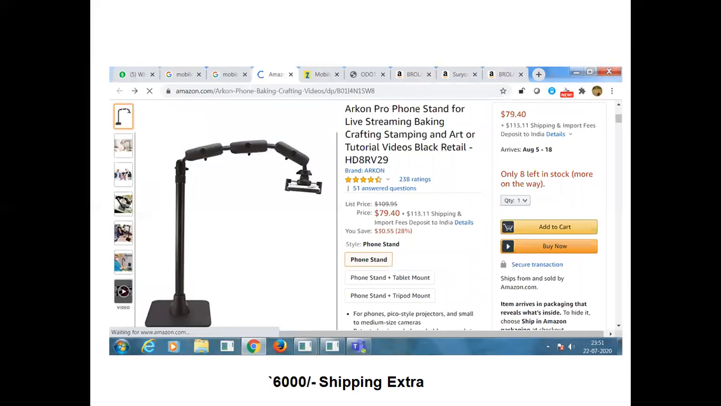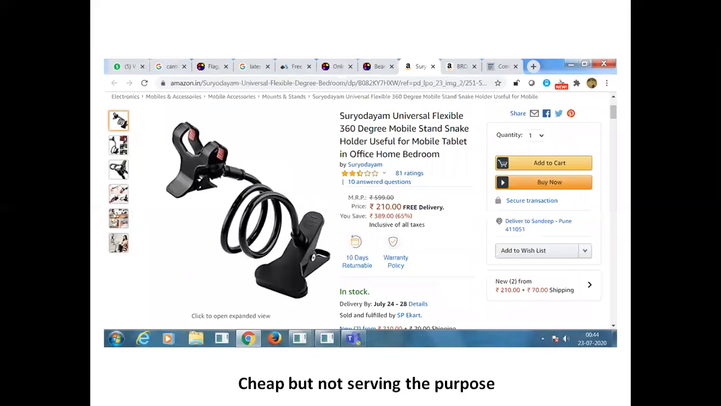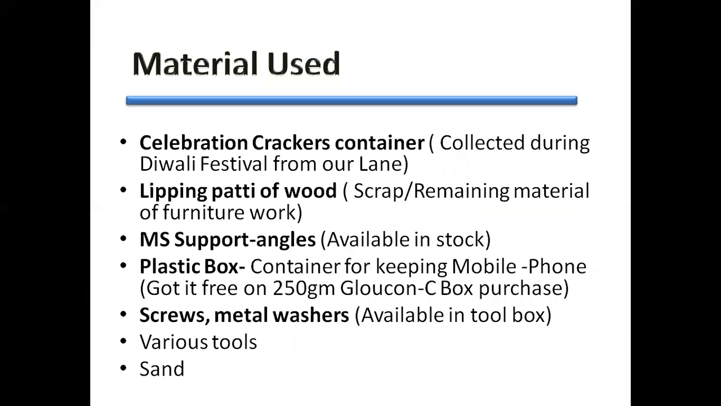This is the most convenient arrangement, but it is available for 6000 rupees and shipping extra. The height is easily adjustable and horizontal position is easily adjustable. This is the most convenient mobile phone stand. This one is also available at lesser cost, but the position cannot be adjusted easily. So it is not that way serving our purpose.